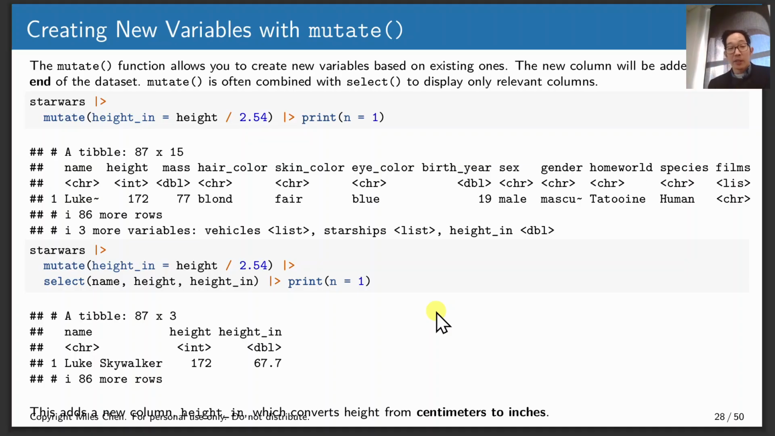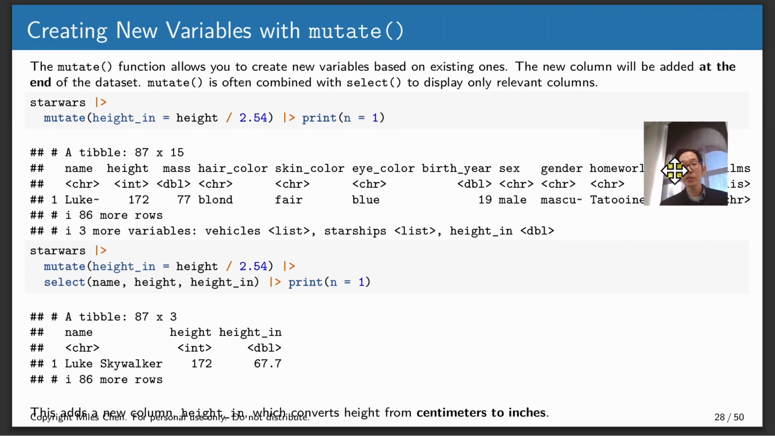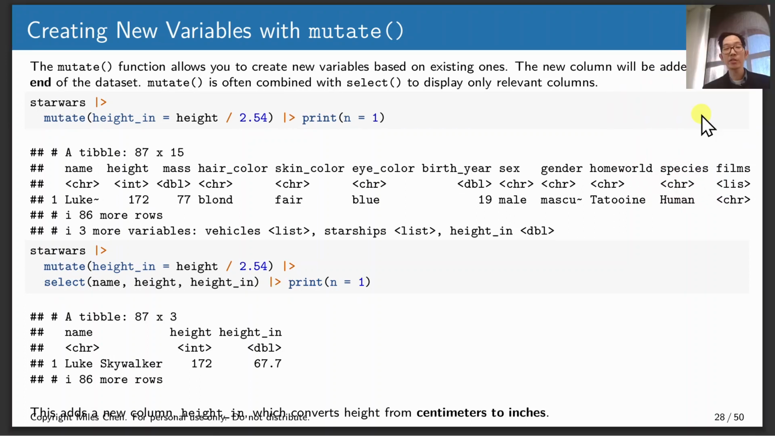Okay, you can create new columns with the command mutate. So here I'm going to take the height, divide it by 2.54, and create a new column called height inches. The mutate command allows you to create new variables based on the existing ones. Now, when you do this, the new column gets added to the end of the data set. So when I print the first row, we get all of the columns, including vehicles, starships, and then the new variable I created, height inches, which shows up at the end.